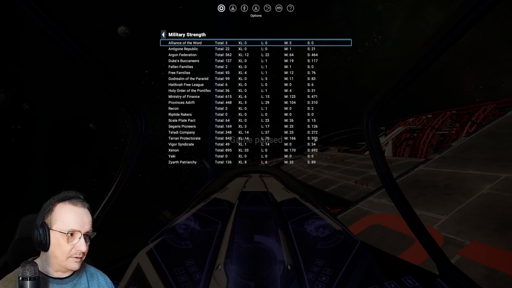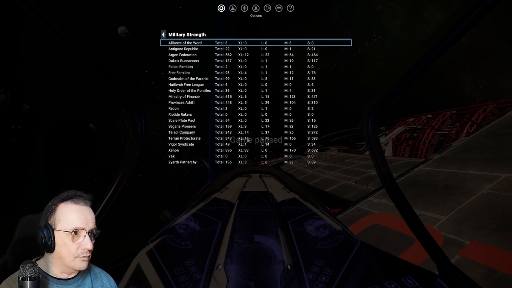Second place, Terran Protectorate. Actually, the Terran Protectorate is pretty much on par with the Xenon in terms of strength. Check this out. They've got 70 large military ships, 14 extra large. Whew. Yeah, I think if the Terran went all-out war with the Xenon, they'd probably win.